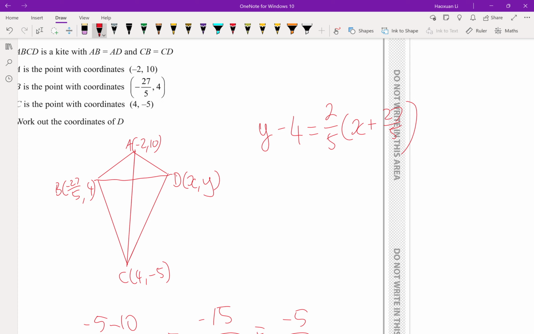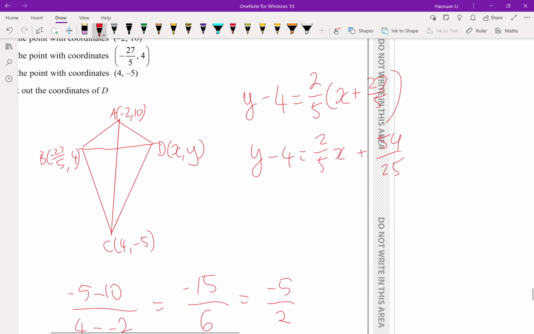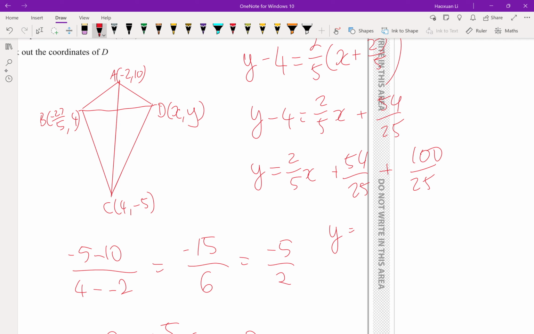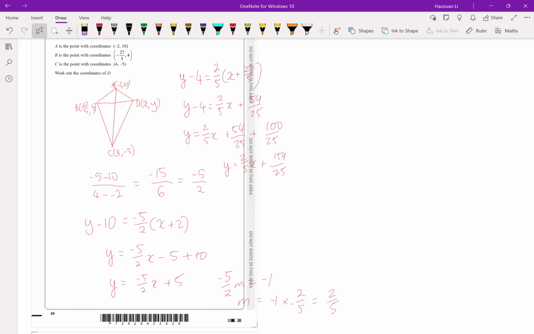This question is probably gonna actually kill me because this one is a hard one. So y minus 4 equal to 2/5 x plus 54 over 25. So y equal to 2/5 x. If you're going to get all the sides in the general equation mx plus c, so plus 100 over 25, that would be y equals to 2/5 x plus 154 over 25.